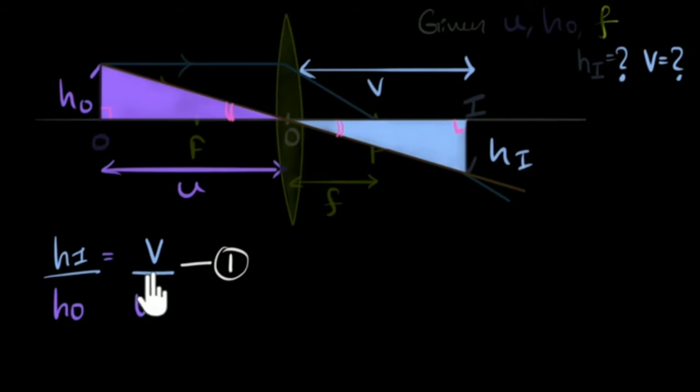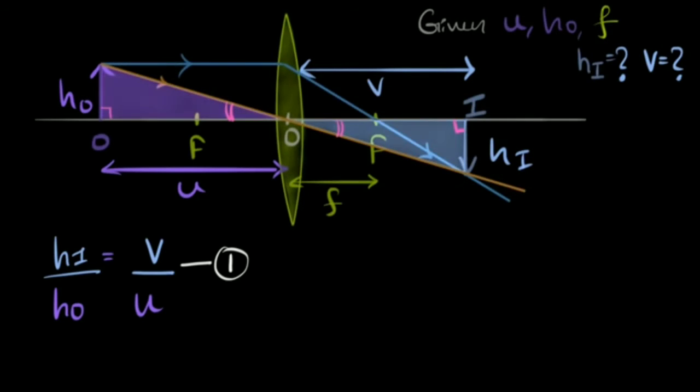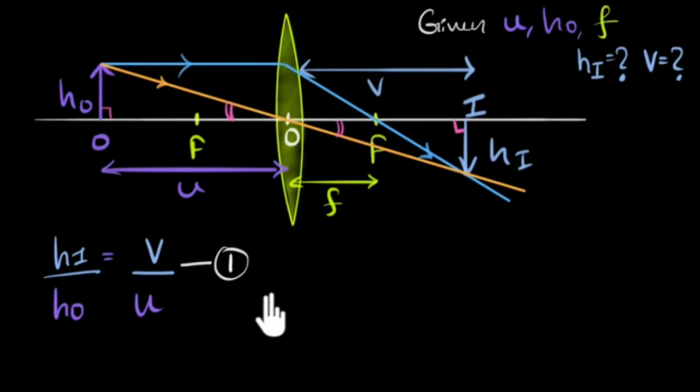This one equation contains both the unknowns. We don't know hi, we don't know v. So we can't use this yet, we haven't found our answer yet. So we need another equation, so we have to find another set of similar triangles. If you couldn't find them before, again I encourage you to pause the video and see if you can find another set of similar triangles. This time, try to find one which has f in it as a side length.